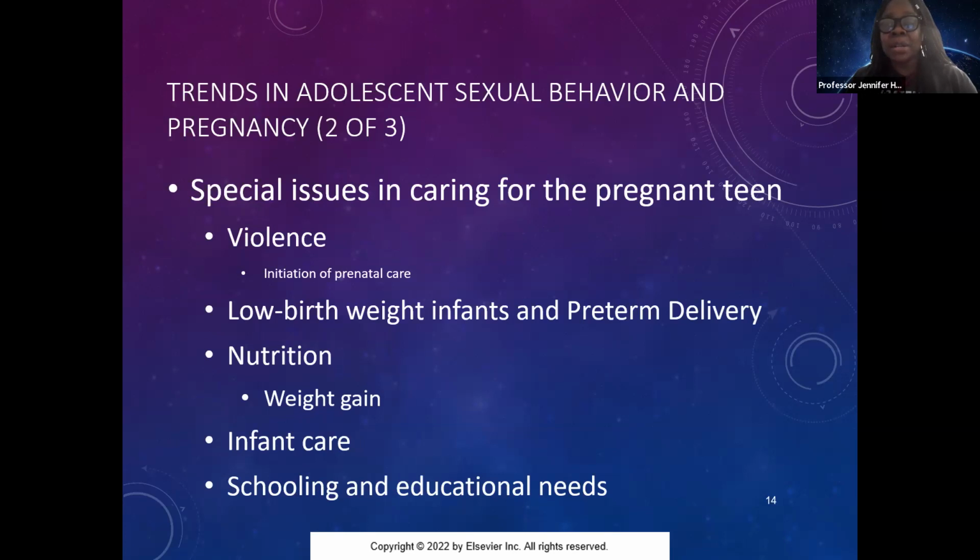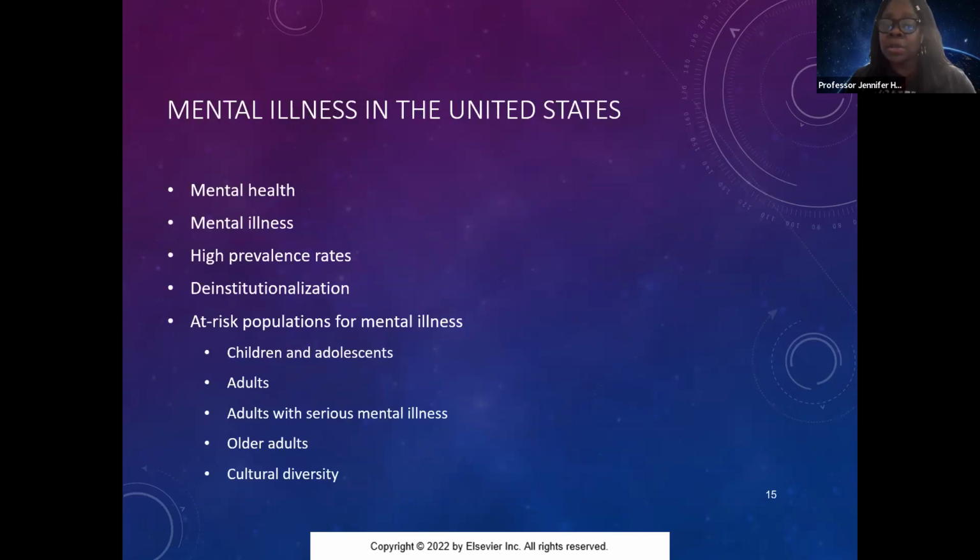They tend to have babies that are born with a low birth weight and prematurity, which can affect that infant's life and that child's life. They're not getting the nutrition they need during pregnancy for weight gain, and making sure that adequate vitamins, minerals, and multivitamins are taken while the baby is growing, making sure that they stay in school, that they can finish their education so they can have a chance at a great career in life.